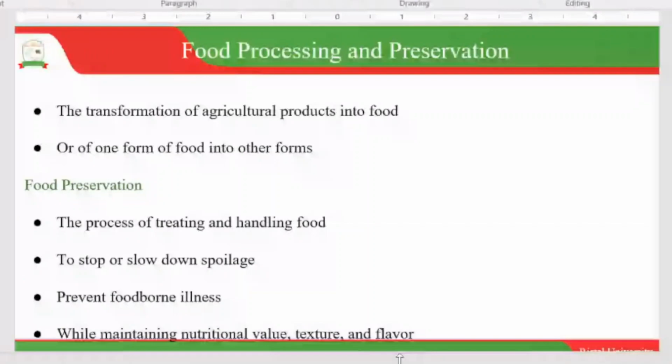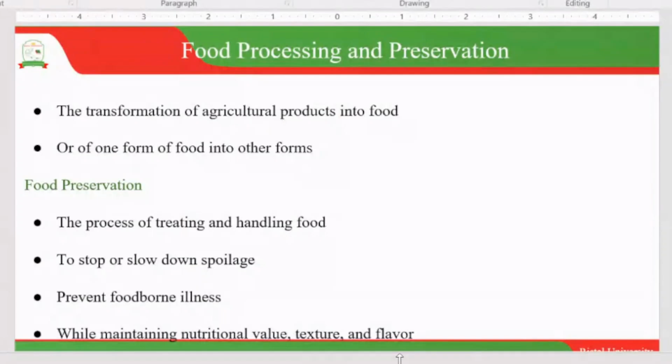Like I said, we were looking at this module, and I told you we are going to be looking at food processing and preservation. And we had said that when we talk about processing, we are looking at those various methods or those various techniques that we use to transform these agricultural products, or what we could call the raw materials, into consumable and finished foods. Also, we are talking about changing one form of that food to other different forms.